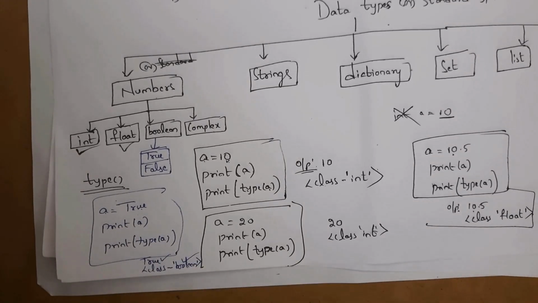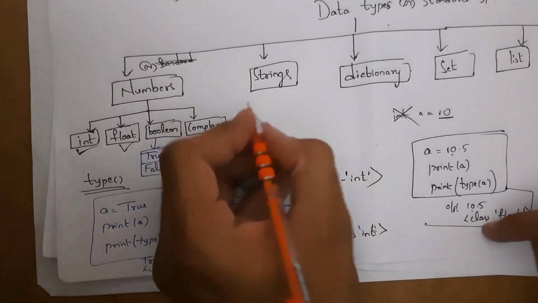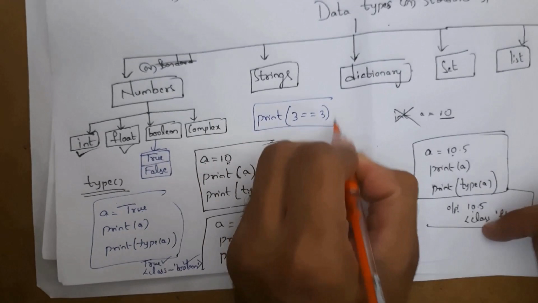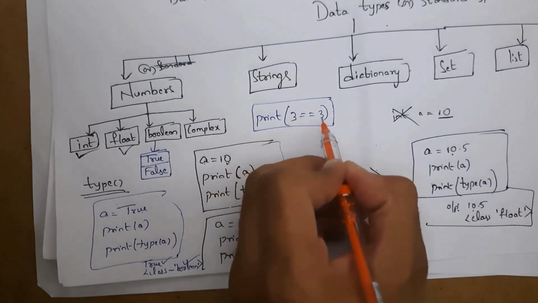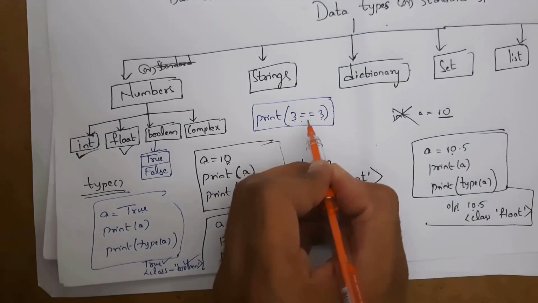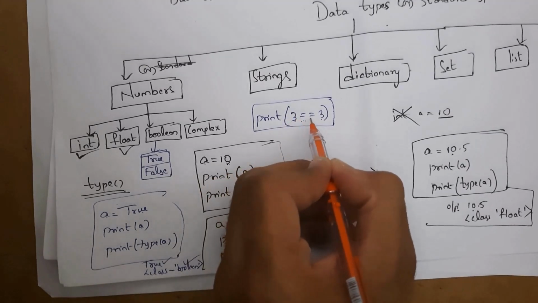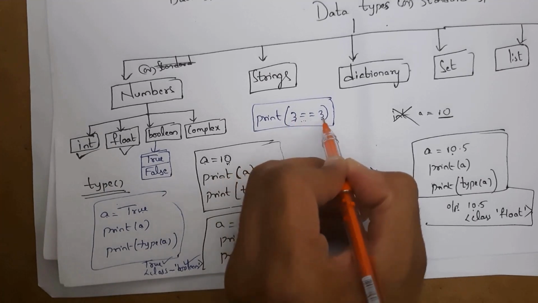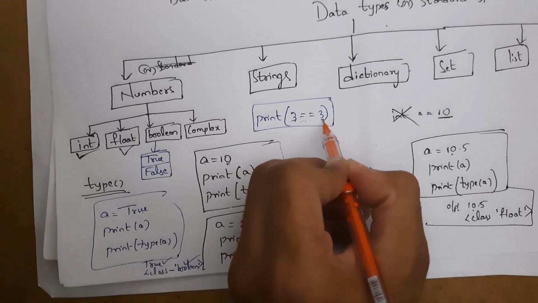You can also use this Boolean another way. Like I written here print 3 double equal to 3. Meaning of this is I am asking whether value of 3 is equal to 3 or not. Guys, definitely you need to use here double equal to. Whenever you use here single equal to, then this 3 will be treated as variable and this 3 will be treated as value. So definitely use here double equal to.